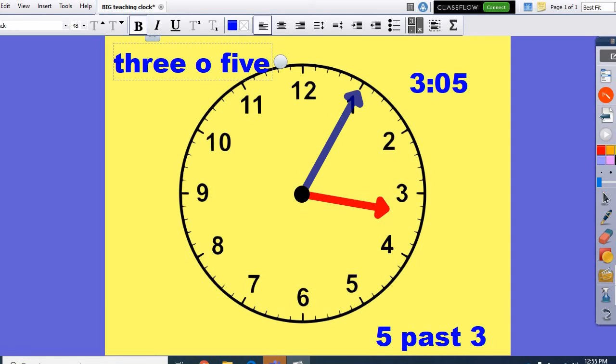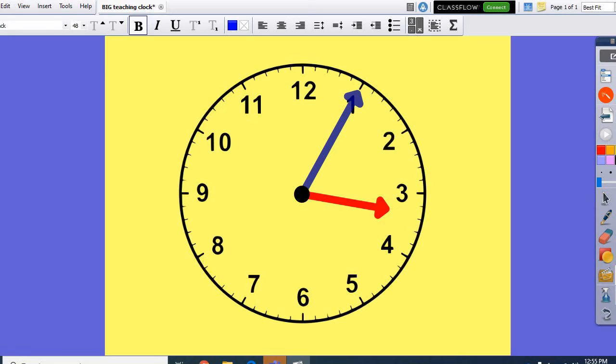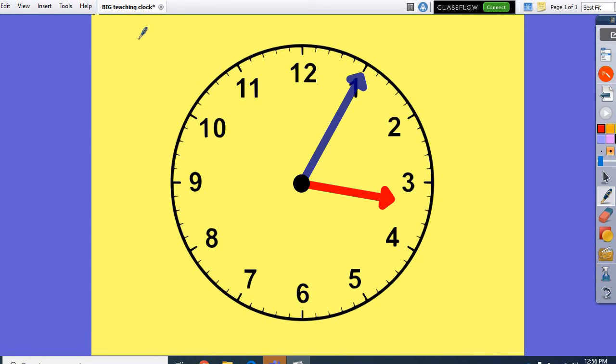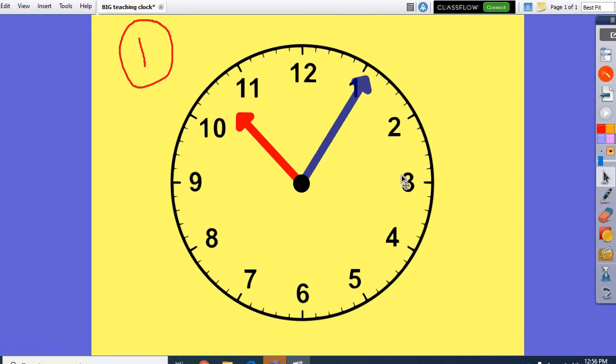So let's practice a couple on your own just to see if you remember how to do it. And then you're going to do some practice on the computer and you'll be done with math for today. So I'm going to give you just 3 to practice with. I'm going to write a number 1 up here because this is going to be our first one. I'm going to move our hands to a different time. We already did that one. Oh, let's leave it right there.